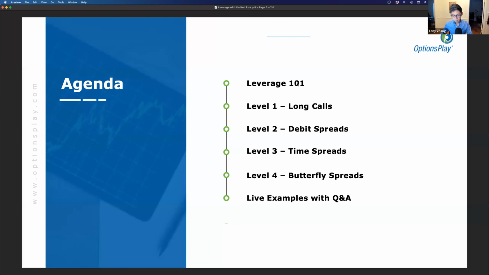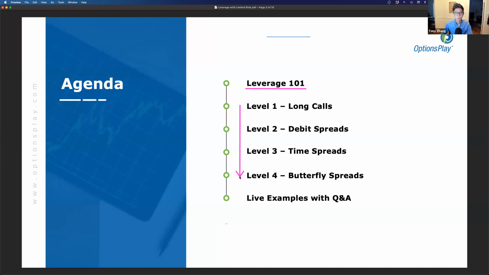So we're going to start off by just talking a little bit about the introduction of leverage and what leverage means, what is important for you to pay attention to, and understanding the different trade-offs that you have to make when you're thinking about leverage. Then we're going to go through the different levels of leverage that you can get using options.